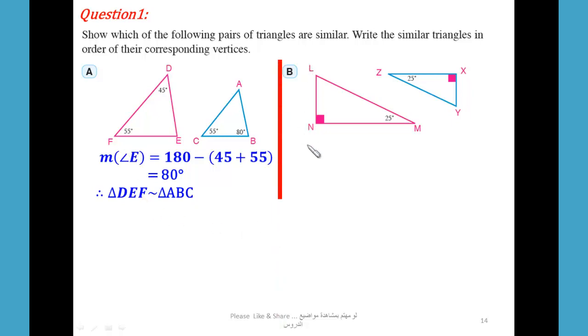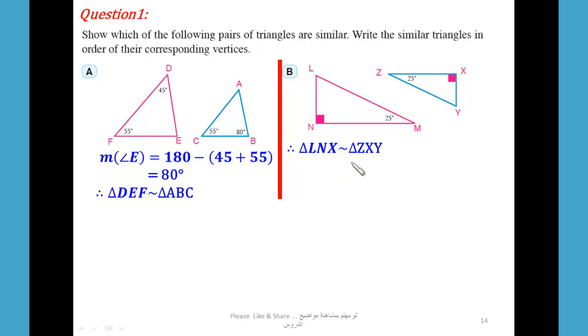B. We have the measure of angle N equals the measure of angle X, each equal 90, and the measure of angle M equals the measure of angle Z equals 25 degrees. So we have two angles in the first triangle equal to the two corresponding angles in the second triangle. Then triangle LNX is similar to triangle ZXY.